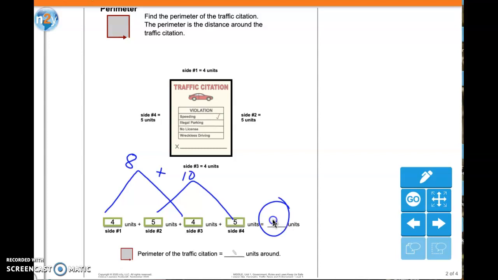Oops, I'm writing in the wrong one. Here we go. 18. So then right down here, it says the perimeter of the traffic citation is 18. There we go. 18. So that's what the perimeter is all the way around here. Okay.